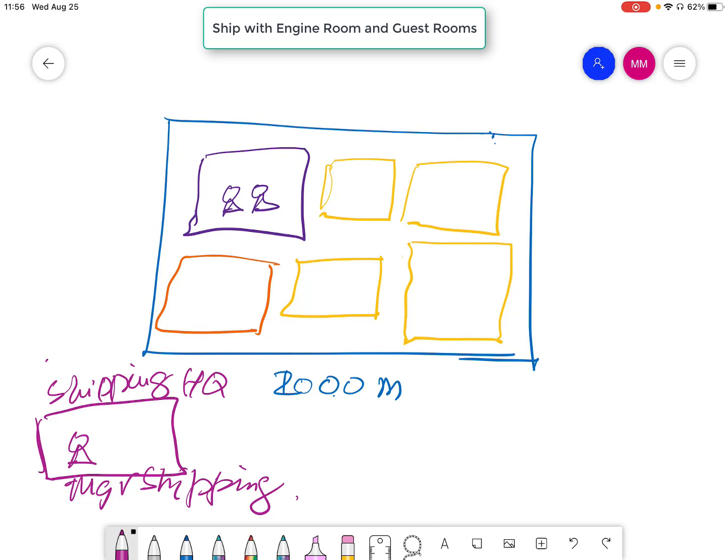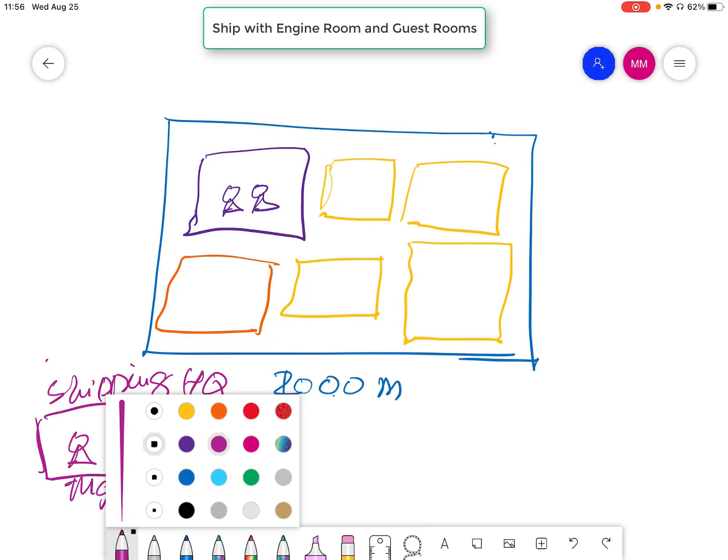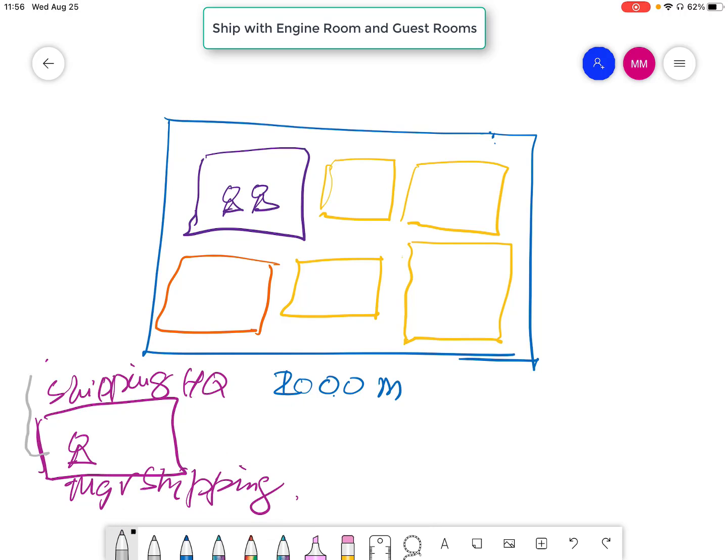So what this guy is doing is he's just issuing commands to the guys in the engine room. He might issue a command like, hey, make sure there are 10 guests in the large yellow room or something. Or he might say, let's make sure nobody is occupying the orange room. So he can issue those commands.